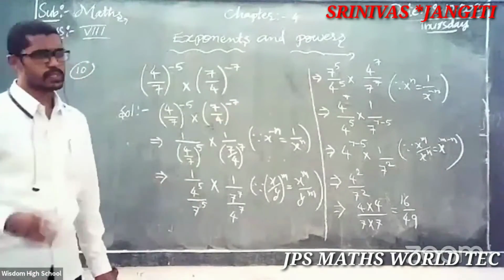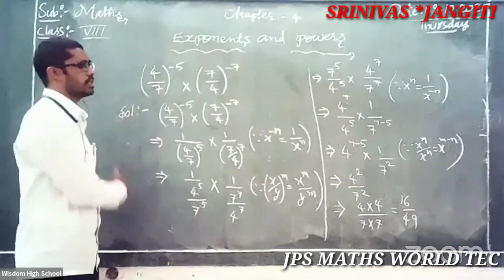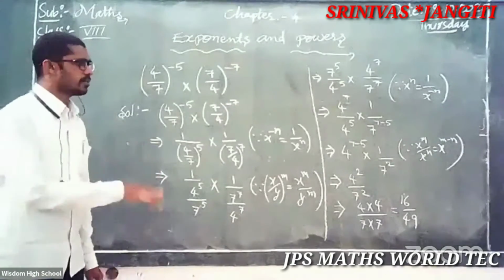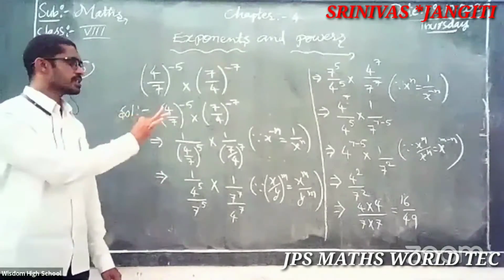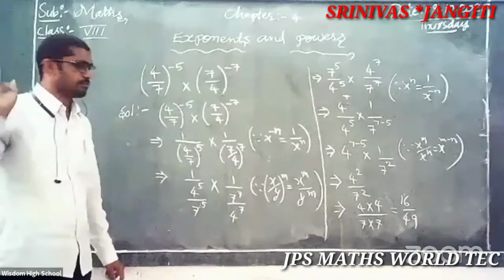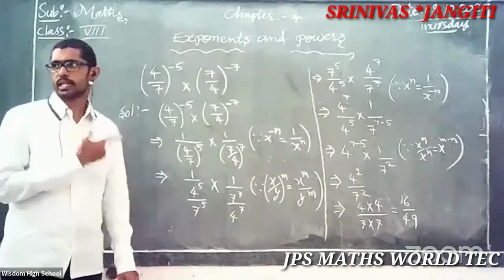4 square value is 16. How? 4 4s are 16. 7 square value, what is it? 7 7s are 49. Now finally we get the result, 16 by 49. So simple. Is that clear?